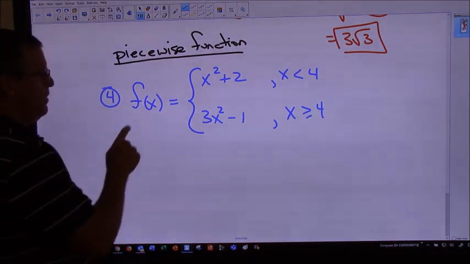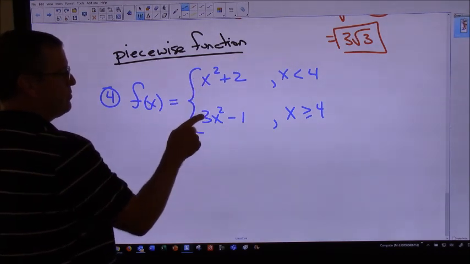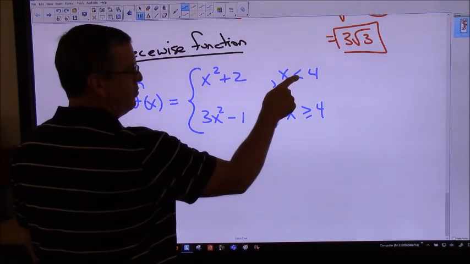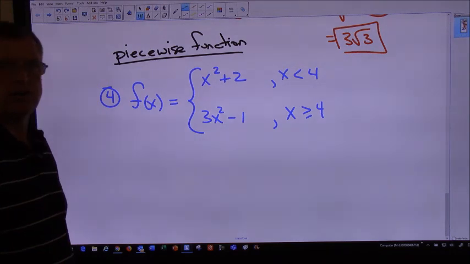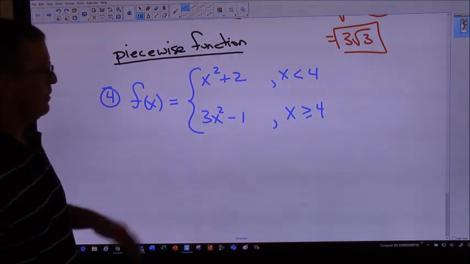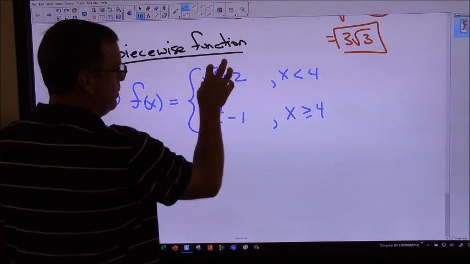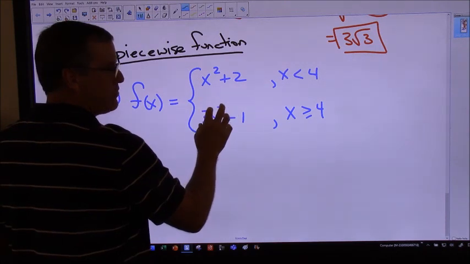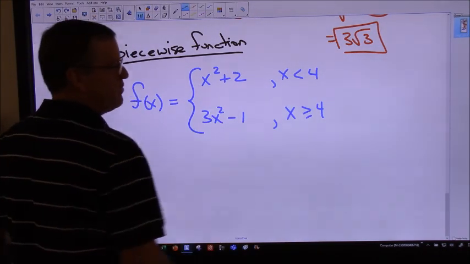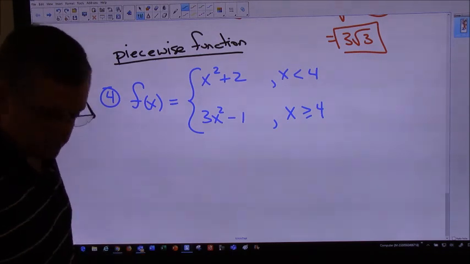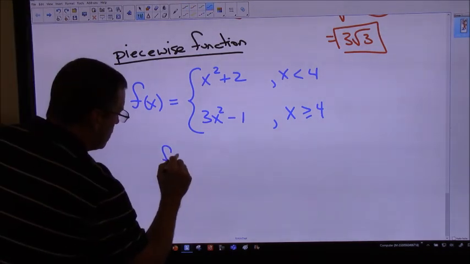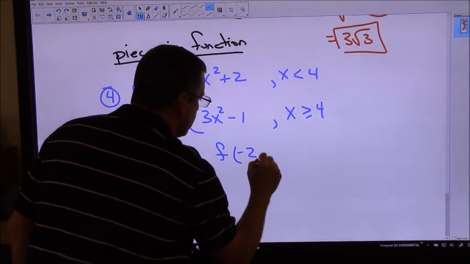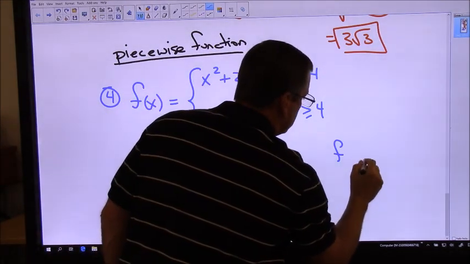The way you decide which piece you're going to use is based on the x value that you're plugging in, and is it less than 4 or is it greater than or equal to 4? That's how we decide. This comma doesn't mean anything other than I'm using this piece when x is less than 4, comma, and I'm using this piece, comma, when x is greater than or equal to 4. So if I ask you guys a question like this, let's find f of -2 and f of 5.